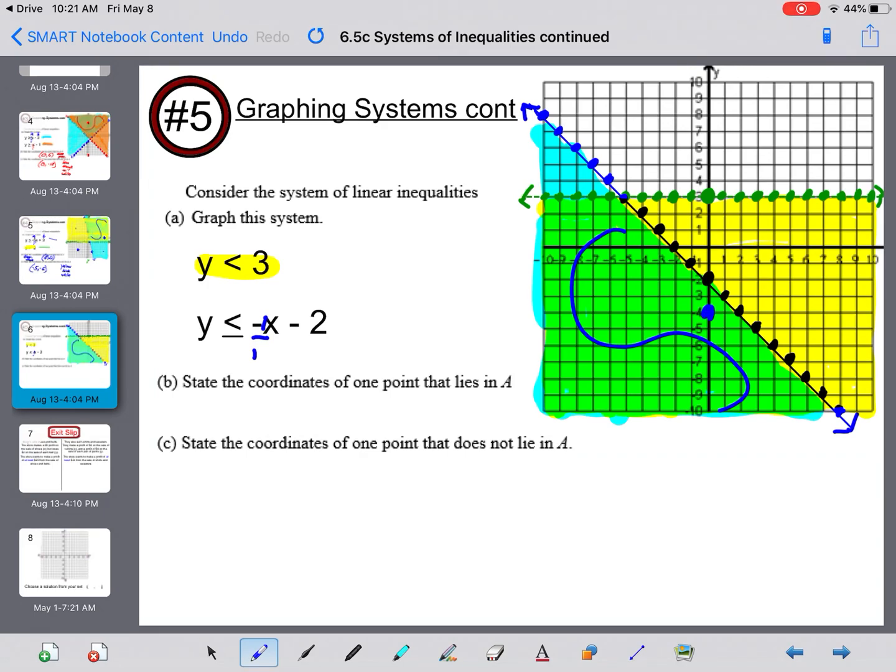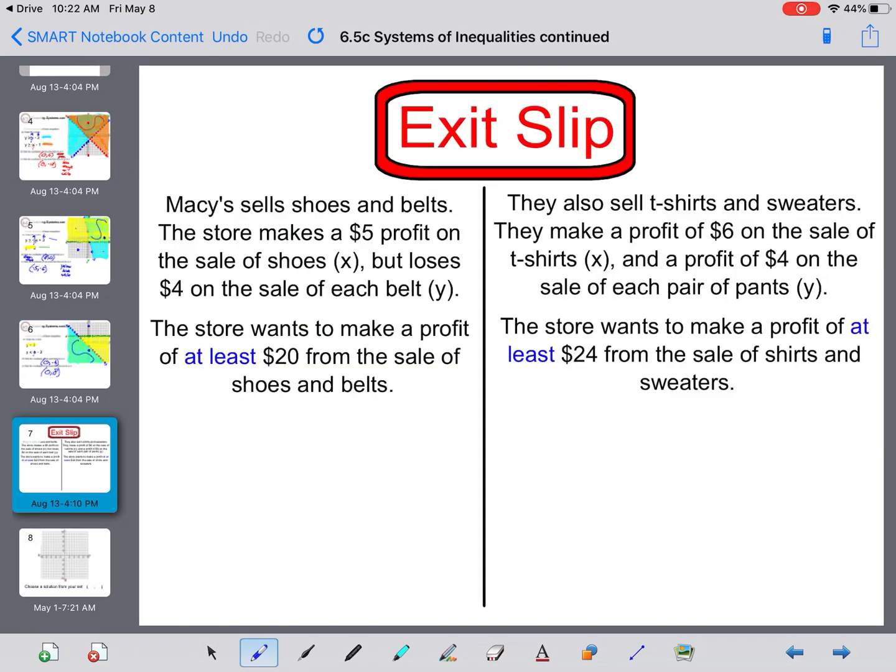Okay, your solution set is that green shaded region. We'll pull any point out of there. I'm going to use 0, -4. And for a point that's not a solution, let's just use 0, 8. Keep it simple.